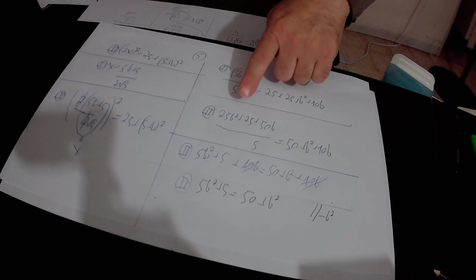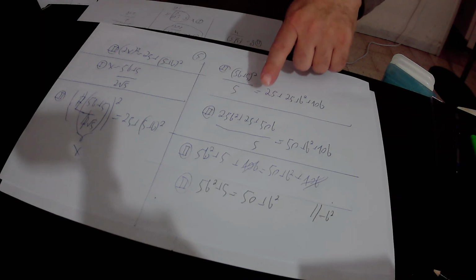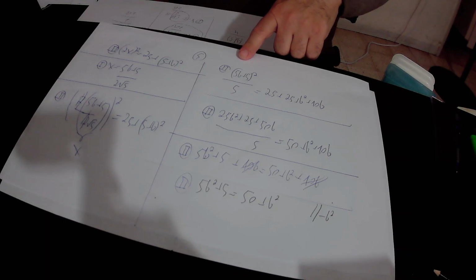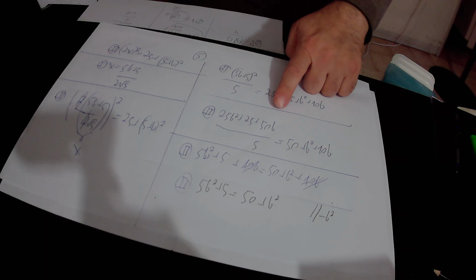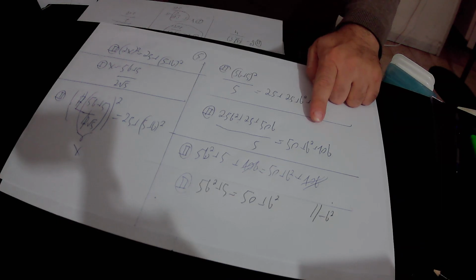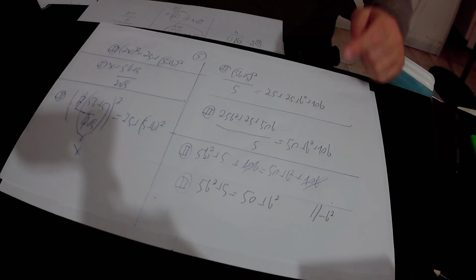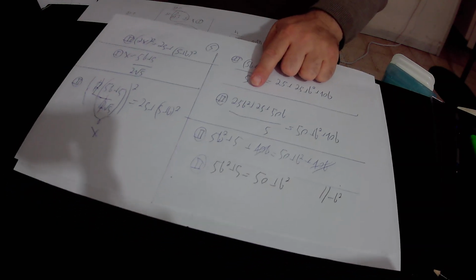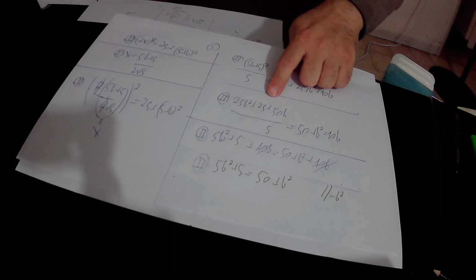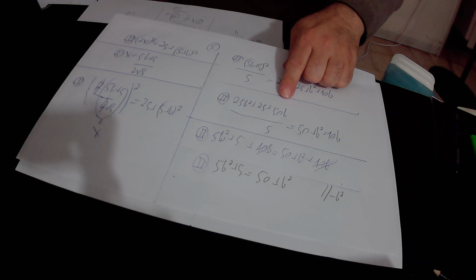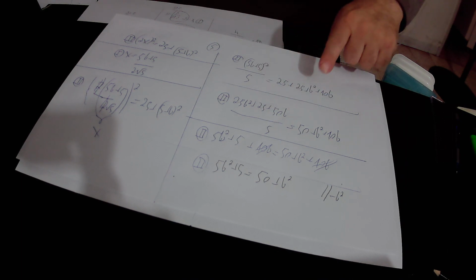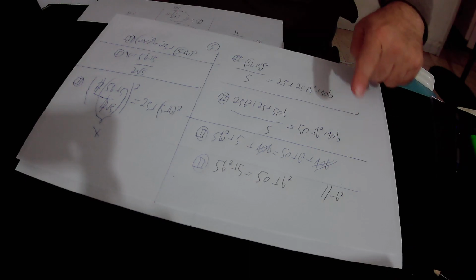that is 25b squared, plus 5 squared, that is 25, plus 2 times 5b is 10b, and 10b times 5 is 50b, all divided by 5. And it is equal to 50 plus b squared plus 10b. So here we have 25b squared over 5 is 5b squared, 25 over 5 is 5, and 50b over 5 is 10b. That is equal to 50 plus b squared plus 10b.